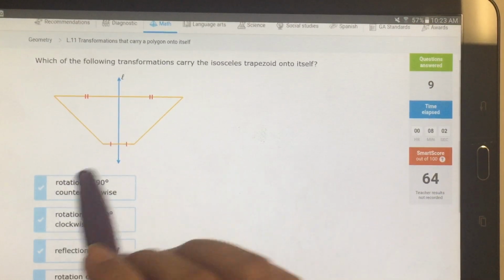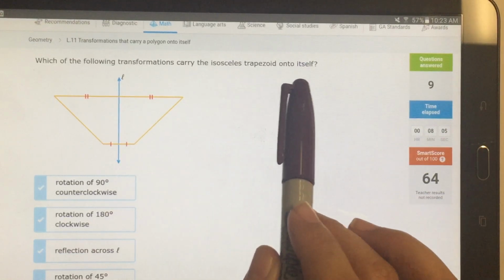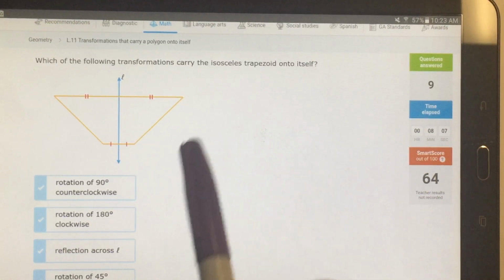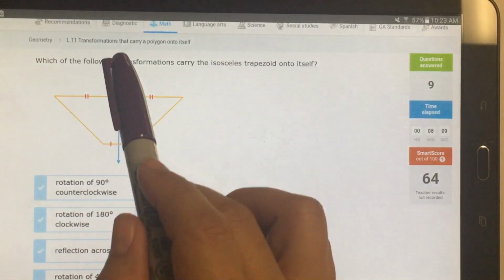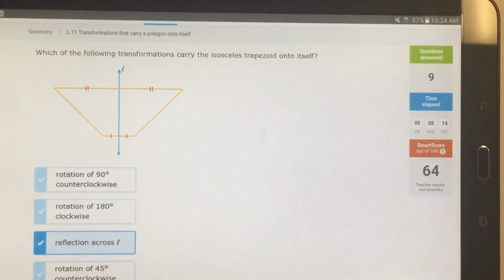All right, isosceles trapezoid. Okay, now see, it does not say that this is regular. Oh, this is good. It doesn't say that's regular. So let's do the line symmetry first. If it folds, does it fold into place? Yes. So across that line, yes.